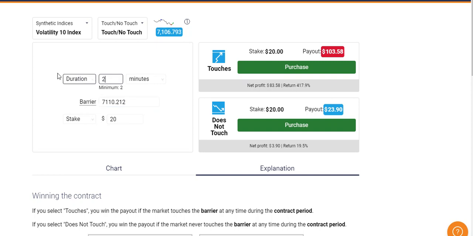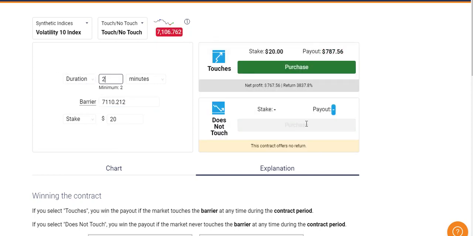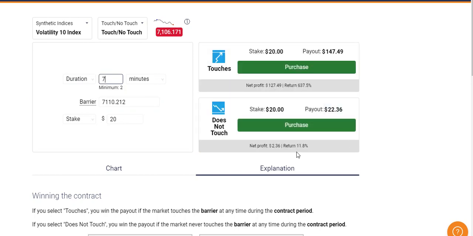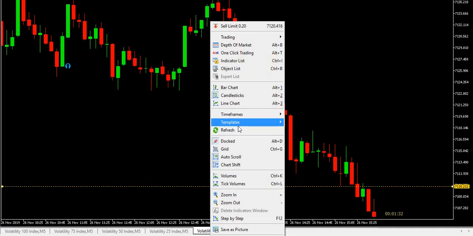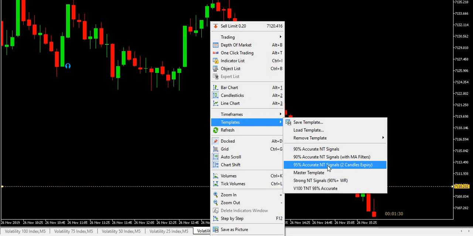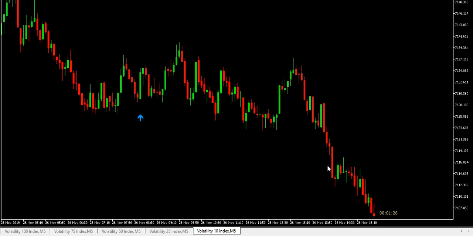So if I say 2 minutes, the broker does not allow me to purchase. If I say 2 plus 5, which means 7 minutes, that means the candle will close and the next one, I'm given 11%. But what if I said 12, another 5 minutes, look at that. Payout goes to 29. So I have another system that I'll be releasing later on that is for trading two candles, and it is 95% accurate.